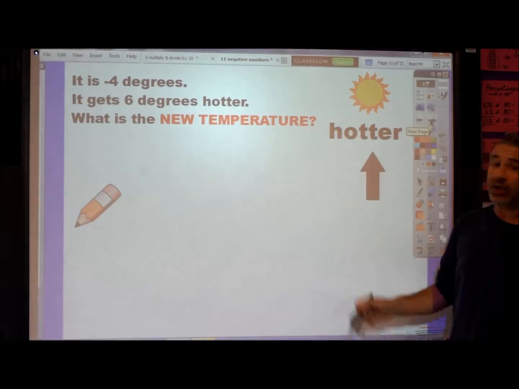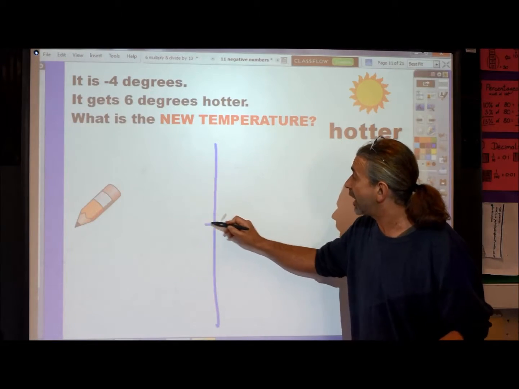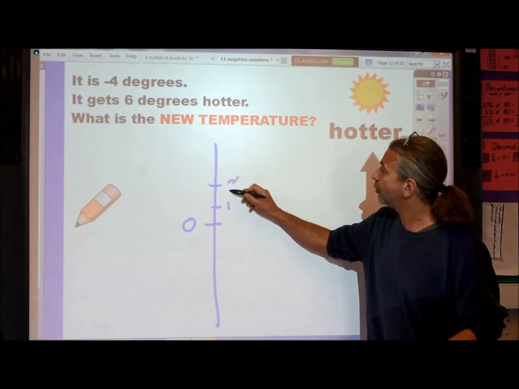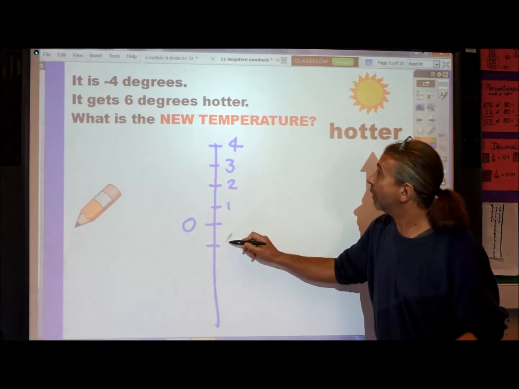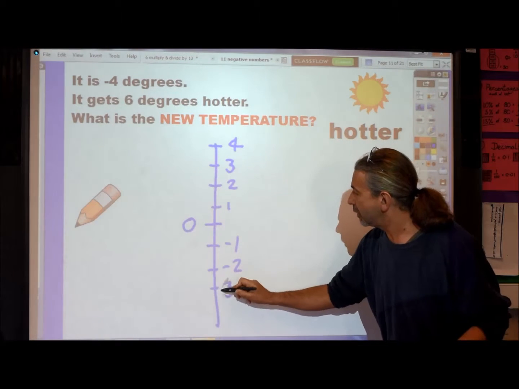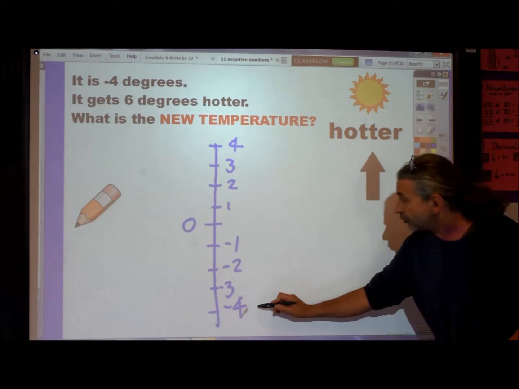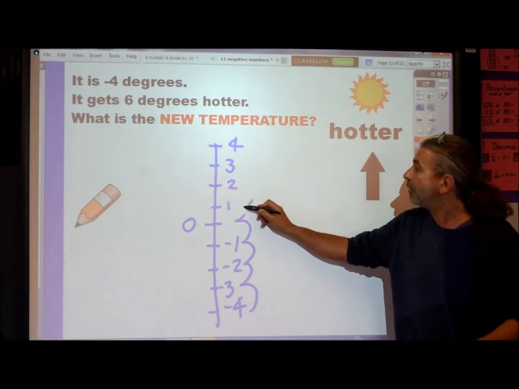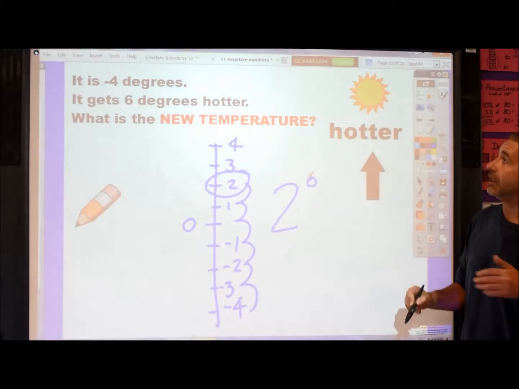What's the new temperature? The surefire way to get it right is to draw it out. There's 0. 1, 2, 3, 4 degrees, minus 1, minus 2, minus 3, minus 4 degrees. Okay, it gets 6 degrees hotter. 1, 2, 3, 4, 5, 6. The answer is 2 degrees.